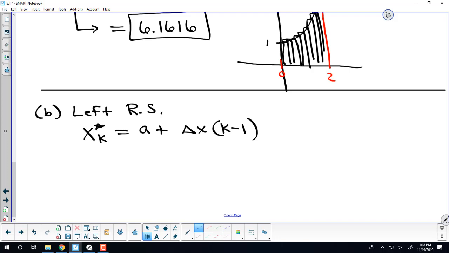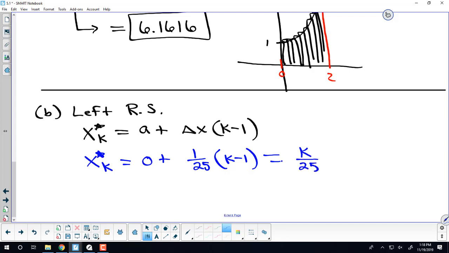And so again, just filling this out for the information we have. Our a was 0, our delta x was 1 over 25, and k minus 1 is just k minus 1. So you're going to clean that up and say that that's k over 25 minus 1 over 25.